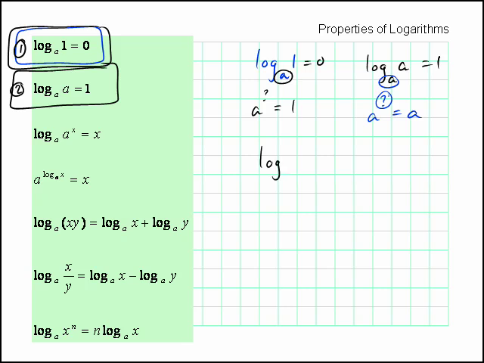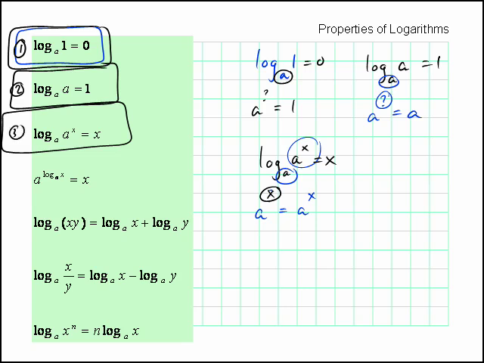Log base a of a to the x. Now what this logarithm is saying is that a raised to what exponent is equal to a to the x. Well, to make both sides of this equation equal, this exponent right here must be x. A to the x equals a to the x. And so this logarithm is just x. That is property number 3.